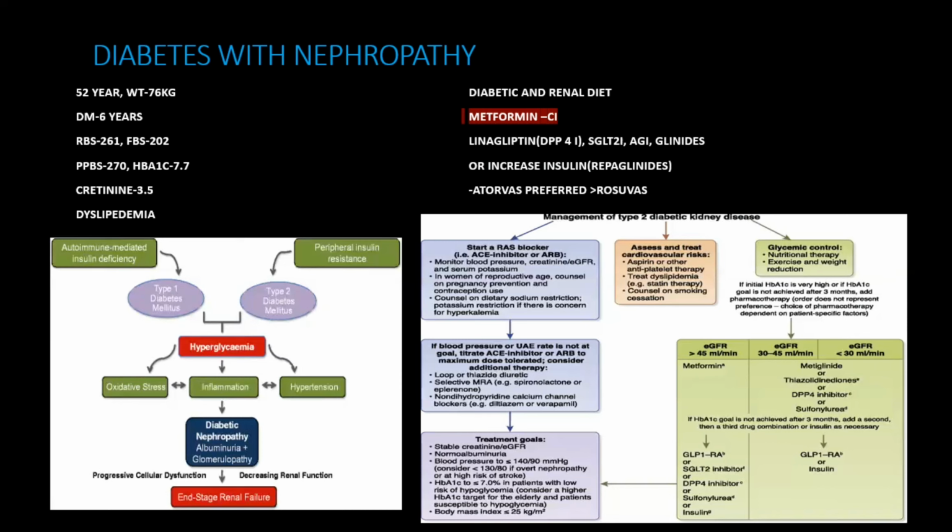Treatment goals in CKD: stable creatinine, normoalbuminuria, BP less than 140/90, HbA1c less than 7, and body mass index less than 25 kg per meter square. So if eGFR is more than 45, metformin; if eGFR is 30 to 45 or less than 30, meglitinides, thiazolidinediones, DPP4 inhibitors, or sulfonylureas can be given.